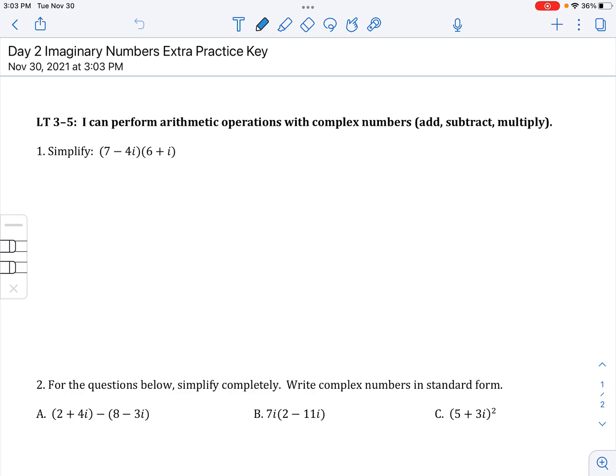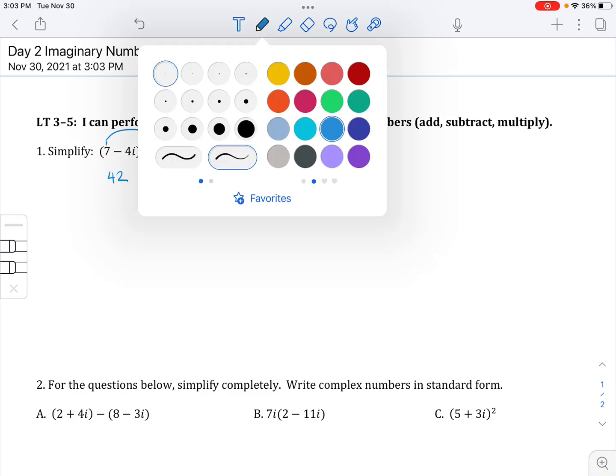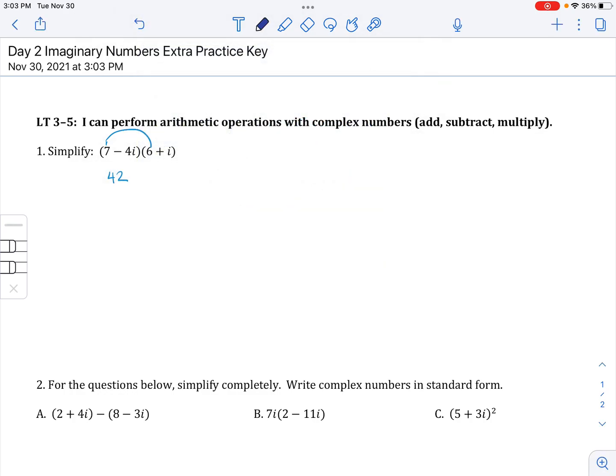Whenever I see this kind of problem, I know that what I'm being asked to do is multiply, because that's the sign in between here. So I'm going to multiply this first thing by this first thing, and 7 times 6 is 42. Then I'm going to multiply 7 by the other stuff in the second parenthesis. So 7 times i is 7i. 7 was positive, i was positive, so that means 7i has to be positive.